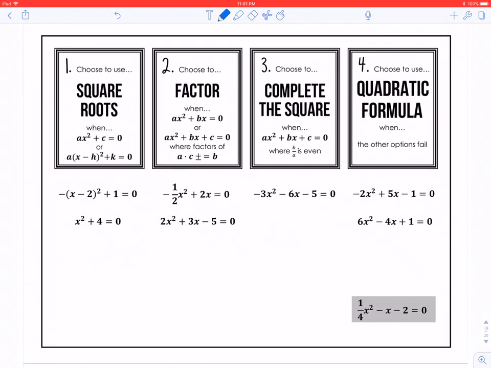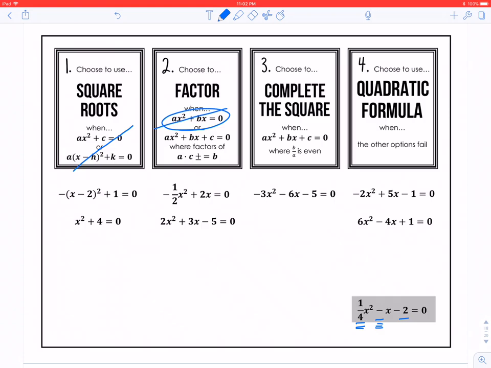1/4 x squared minus x minus 2 equals 0. Again, I have all 3 terms, a x squared plus bx plus c equals 0. So square roots is out because I see 2 variable terms, both the x squared and the x. Can I factor? I'd have to do a times c because I have a c term, so this is not an option.